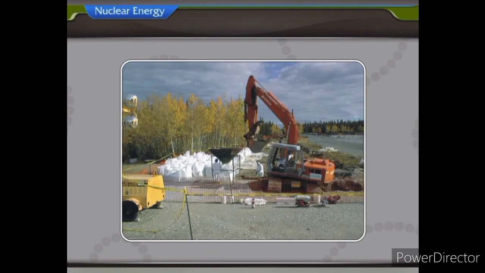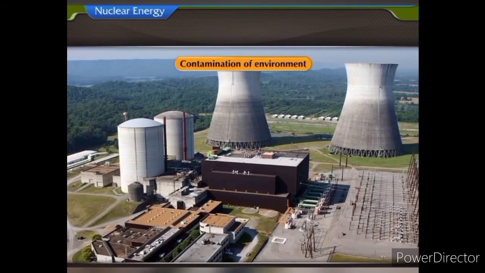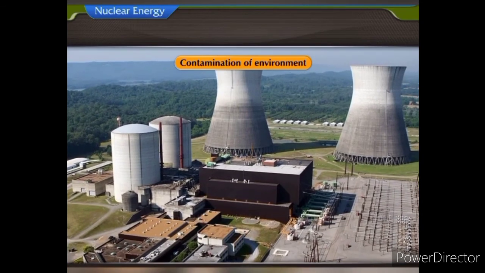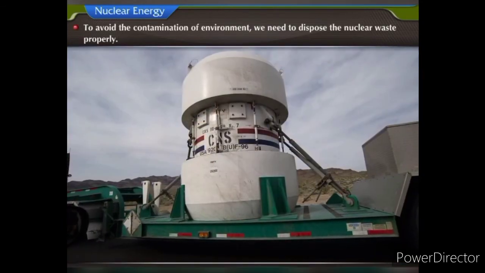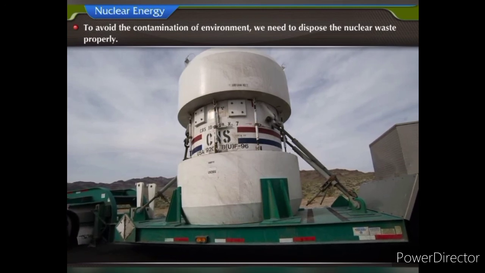The greatest concern with nuclear power is nuclear waste storage and disposal. The nuclear waste is radioactive and keeps emitting harmful radiations for thousands of years. This results in contamination of the environment. To avoid this contamination, we need to dispose of the nuclear waste properly.